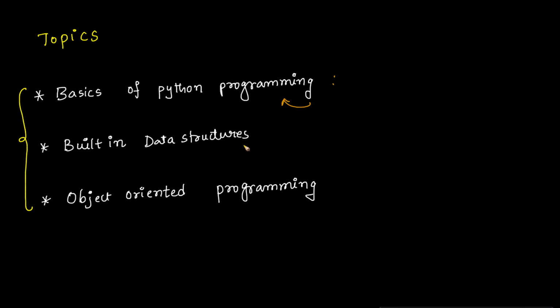Then built-in data structures in Python like list, tuple, sets, dictionary. These concepts will come under the subtopic called built-in data structures in Python. Then object-oriented programming, right? So what is inheritance? What is encapsulation? Polymorphism? Everything will come under the topic called object-oriented programming.